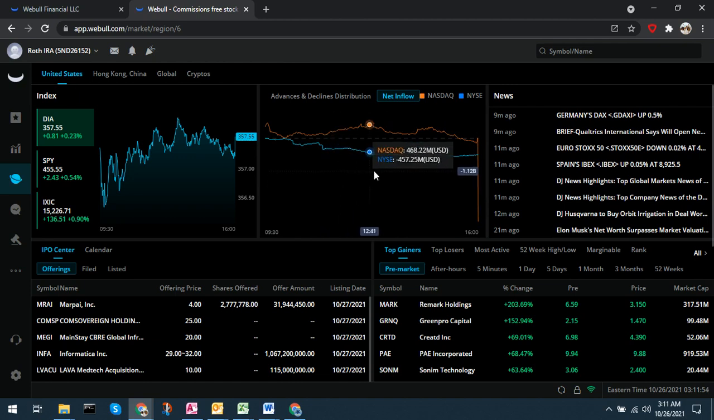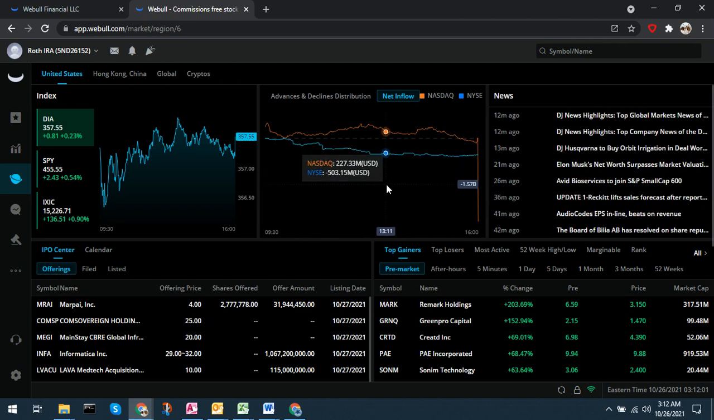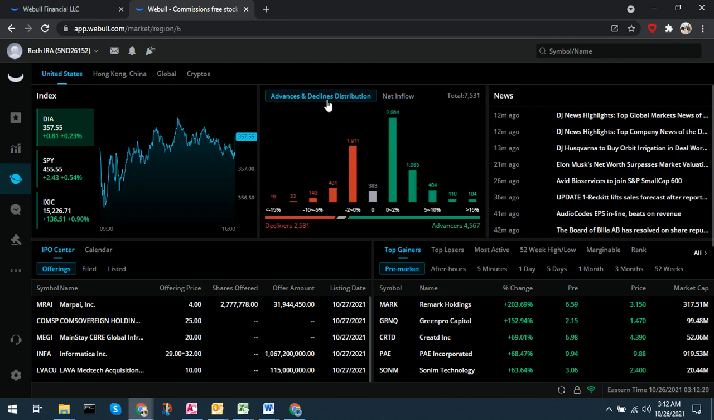But this particular day, we can see there was more inflows into the NASDAQ than in the New York Stock Exchange. So it kind of gives us a feel for where's the money flowing, which of the markets is getting more inflow versus outflow, and during the course of the day, how is that money inflow changing. So again, helpful information to help us know which markets are attracting the money over the course of the day.